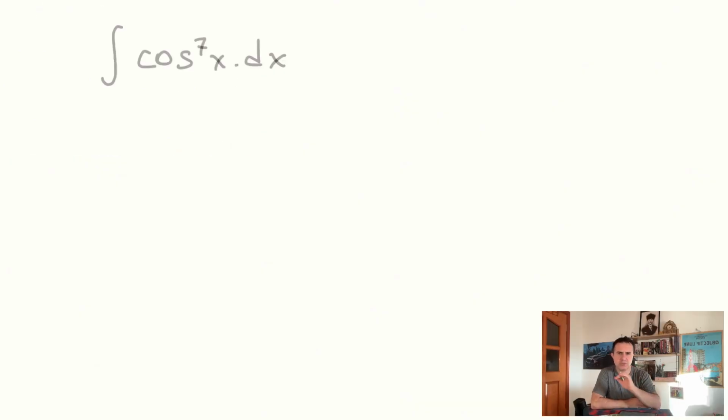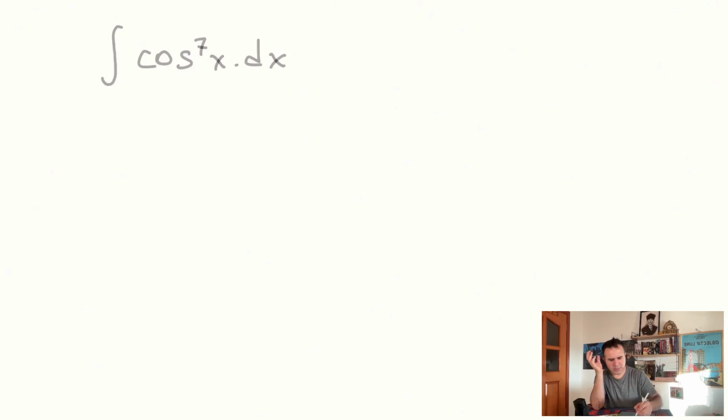In such a case, we will use substitution here. For odd powers of the cosine function, we always use substitution. Okay, substitution method. When do we use the substitution method? This part is actually important.